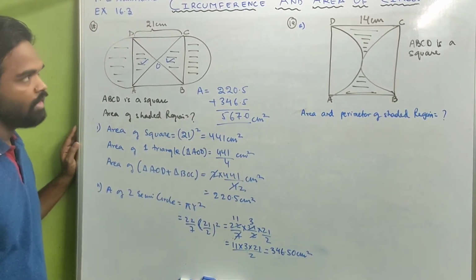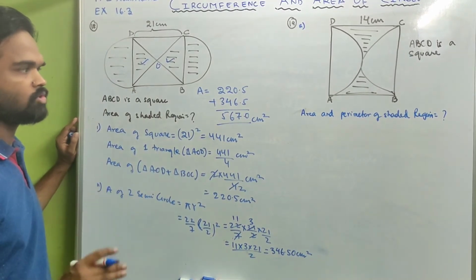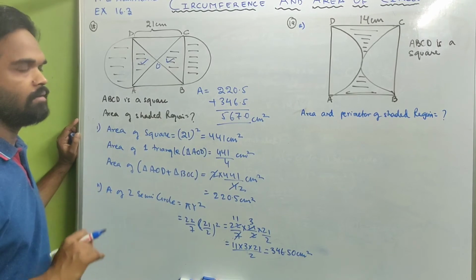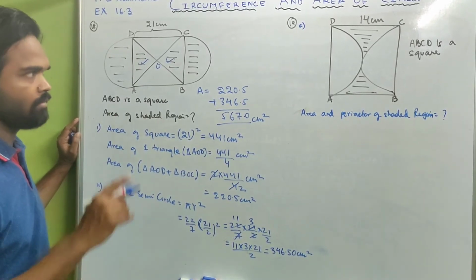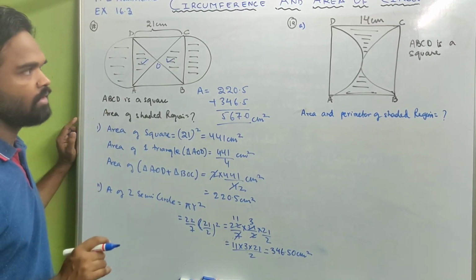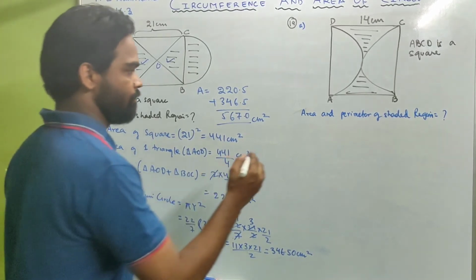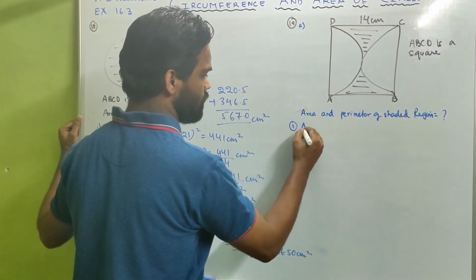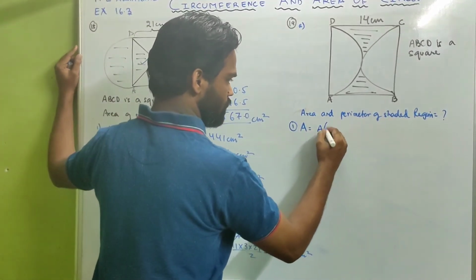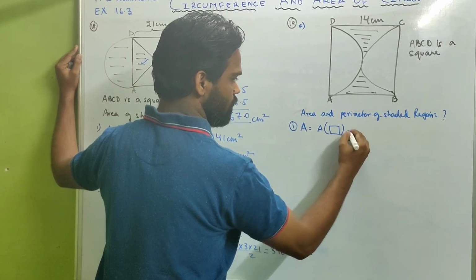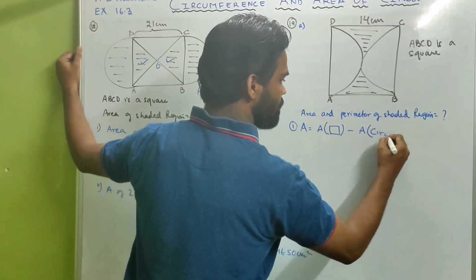Done. Look at number 19, part A. Very easy. ABCD again is a square with side 14 centimeter. They have drawn two semicircles. Of course, the diameter is the same. They have asked for the area and perimeter of the shaded region. First, the area. When you talk about the area of the shaded region, if you see carefully, it will be area of the square minus area of two semicircles, which is a circle only.